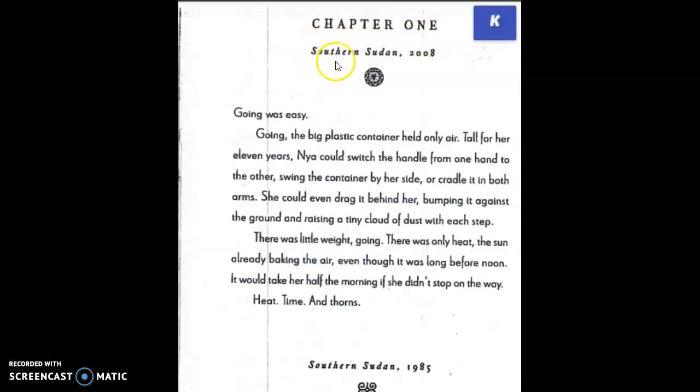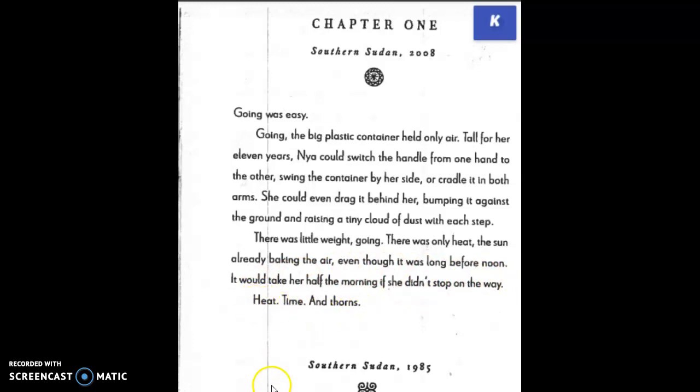Chapter 1, Southern Sudan, 2008. Going was easy. Going, the big plastic container held only air. Tall for her 11 years, Nya could switch the handle from one hand to the other, swing the container by her side, or cradle it in both arms. She could even drag it behind her, bumping it against the ground and raising a tiny cloud of dust with each step. There was little weight going. There was only heat, the sun already baking the air even though it was long before noon. It would take her half the morning if she didn't stop on the way.